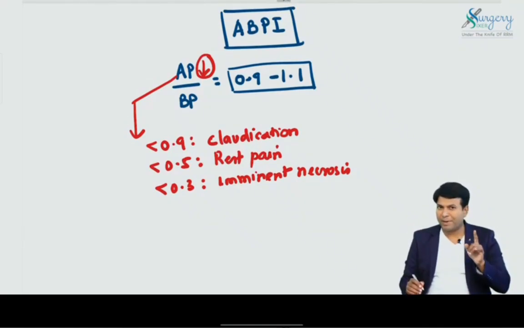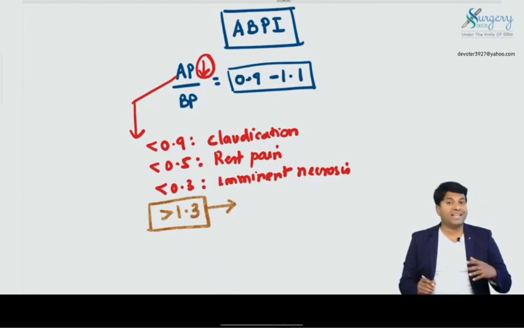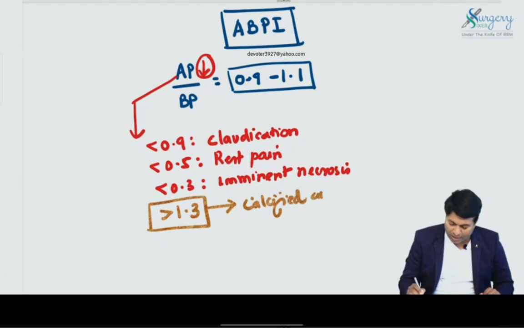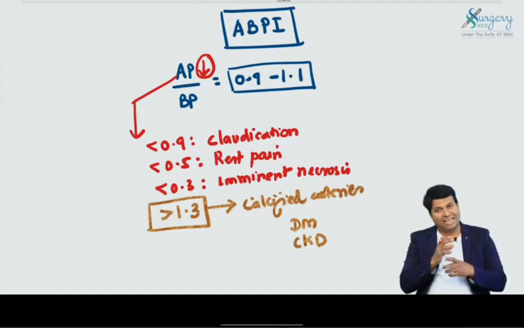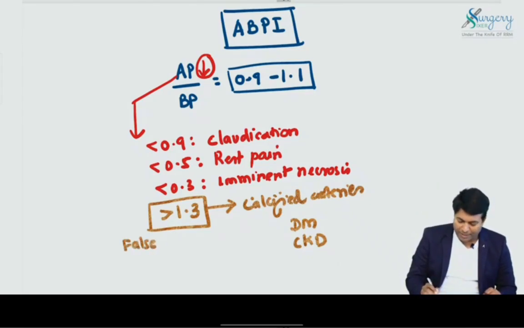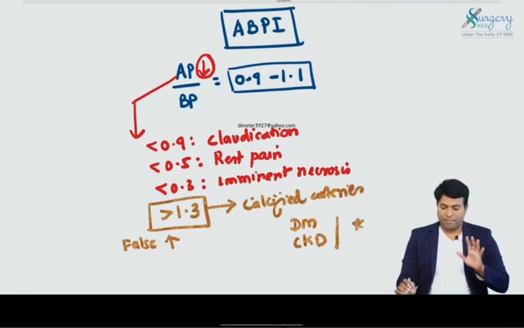Here there is an expected question. Who will have a false high value, more than 1.3? ABPI more than 1.3 is falsely high because of calcified arteries. Who will get this? Diabetes mellitus and CKD patients. In CKD and diabetes mellitus, the blood vessels of the lower limb will be calcified. So even if you raise the cuff, the vessel cannot be occluded. Therefore, it is a false value. Otherwise, usually we don't get higher pressure in the lower limb than the upper limb. That is not possible, so with calcified arteries you get this finding. Please remember this point. So this is the ankle brachial pressure index.